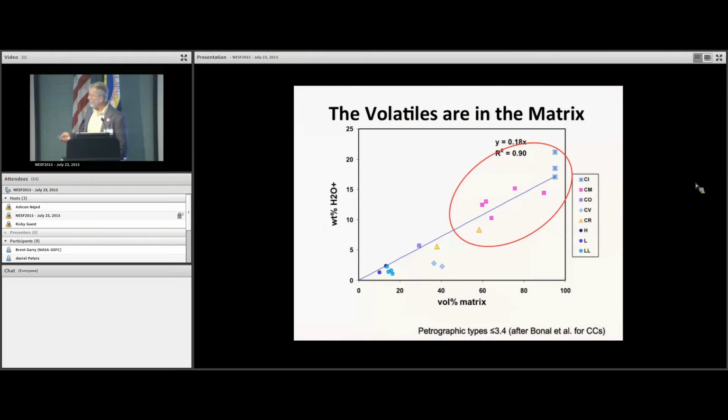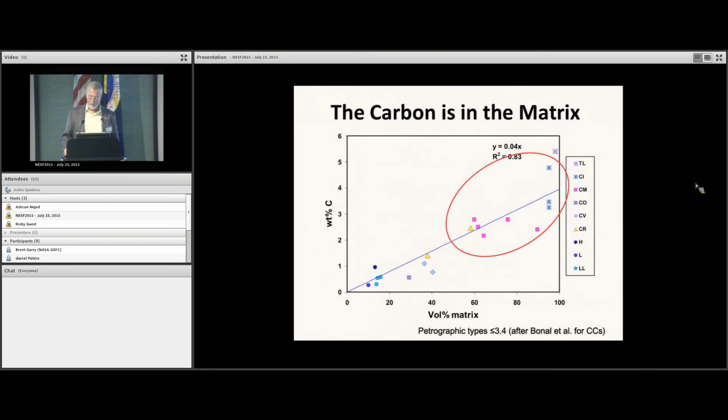The volatiles tend to be in the matrix. So these are the different types of meteorites. These are the volatile-rich carbonaceous chondrites. So the higher the percentage of matrix, the higher the percentage of water. Same story with the carbon. The higher the percentage of carbon, the higher the percentage of matrix.